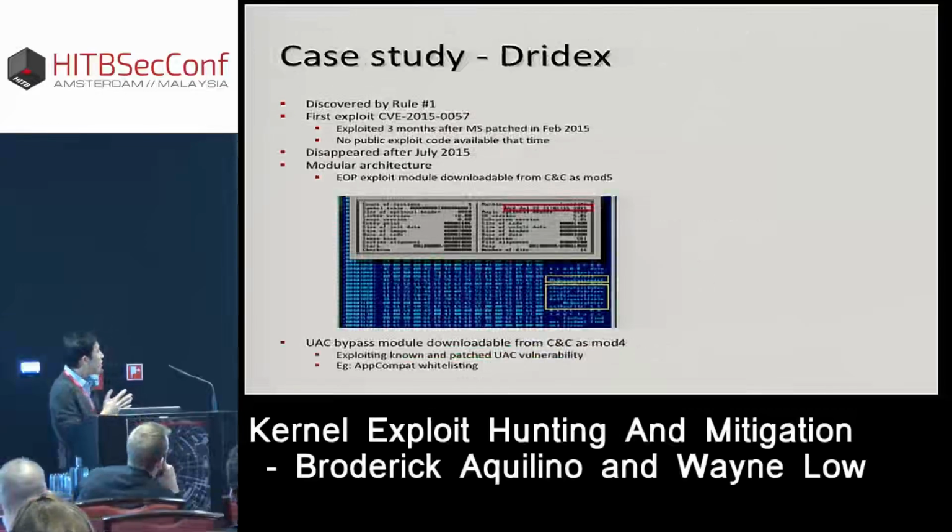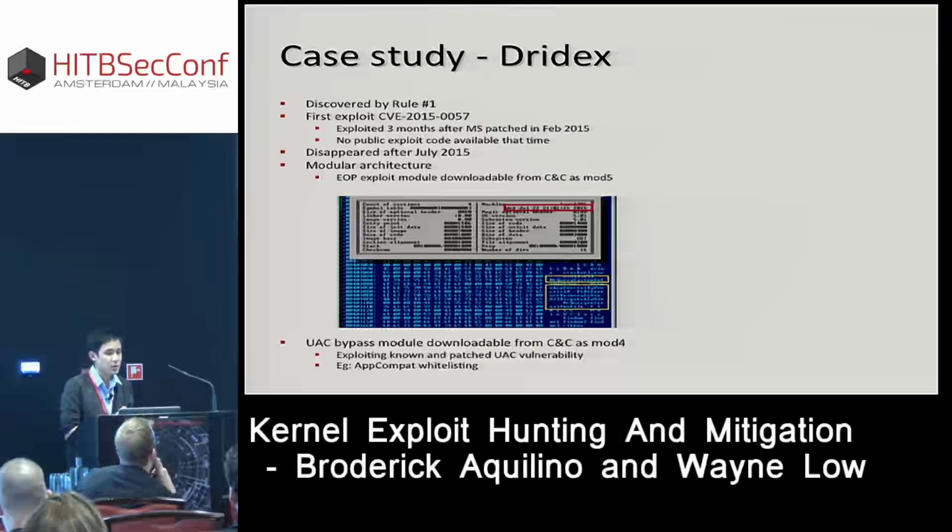Next, we are going to talk about some case studies of current malware families that leverage the EOP exploit. This malware family was discovered by the first YARA rule that we introduced. The reason why we picked Rietspoof as one of the notable malware families to discuss here is that it was the first malware family that exploited CVE-2015-0057, 3 months after Microsoft patched the vulnerability in February 2015.